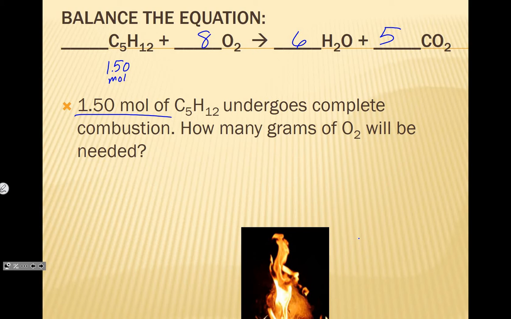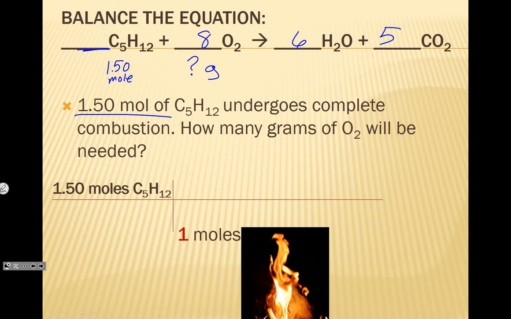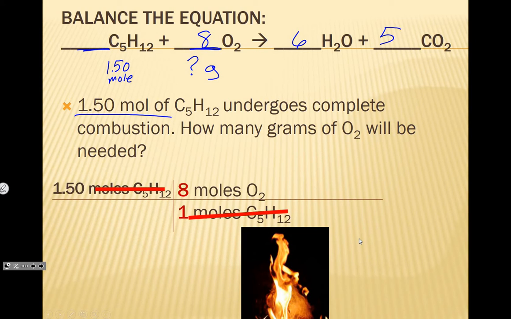1.50 moles of pentane. That's what C5H12 is. And it undergoes complete combustion, so I've got enough oxygen. How many grams of oxygen do I need? So here, instead of moles, we're looking for grams. We're going to start the same way, with what we were given. We're going to use the balanced equation. There's 1 mole of pentane that I'm going to get rid of. What I want to go to? The 8. So it goes on top. I'm going to cross out moles of pentane.